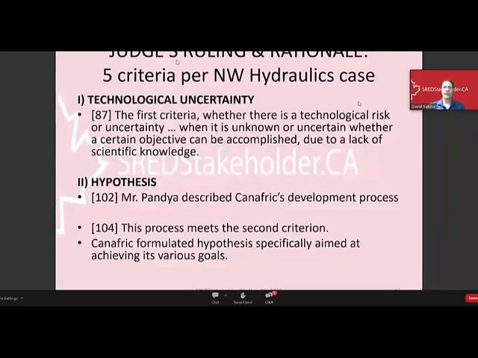Now, what's interesting here is the judge went through a very detailed analysis using the 5 criteria. These 5 criteria are used in some cases and not in others, so this is an interesting shift in how the courts are reviewing this. The 5 criteria were based on a landmark case from 1988 called the Northwest Hydraulics case, which developed this whole method. It was ruled on by Chief Justice Bowman, the Chief Justice of the Tax Court of Canada at that time.